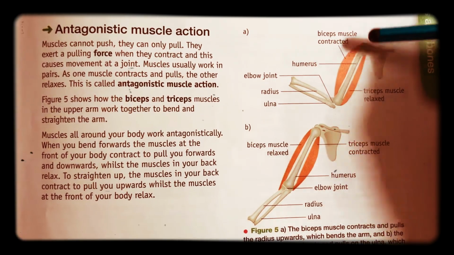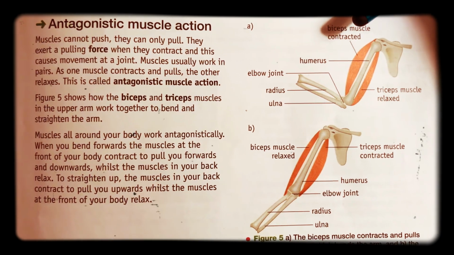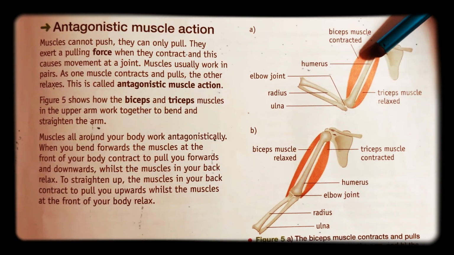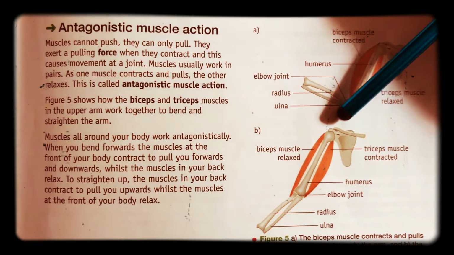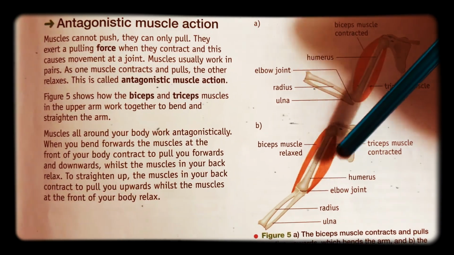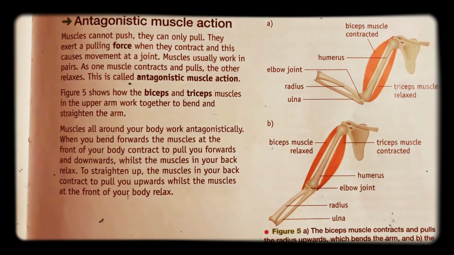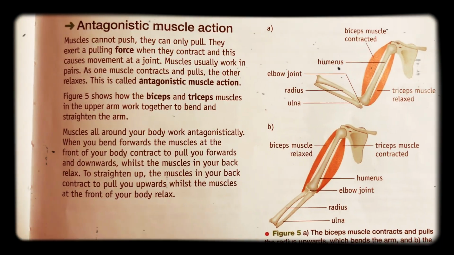Antagonistic muscle action. These two are antagonistic muscles in your arm, your biceps and your triceps. When the bicep muscle contracts, your tricep muscle relaxes. When the bicep relaxes, the tricep contracts. That allows you to elevate items with your arms. Antagonistic, because when one does one thing, the other one does the opposite.